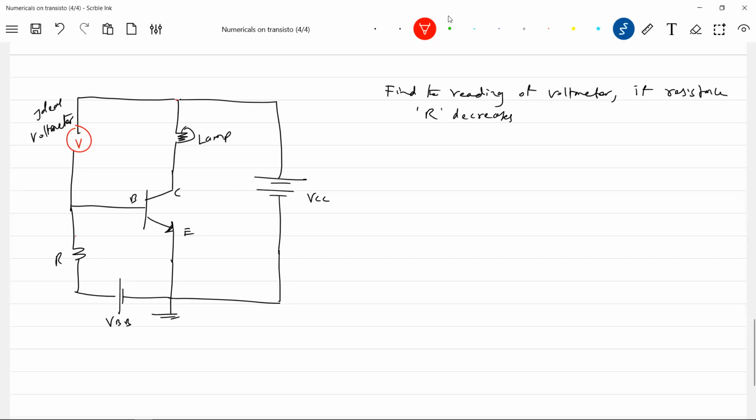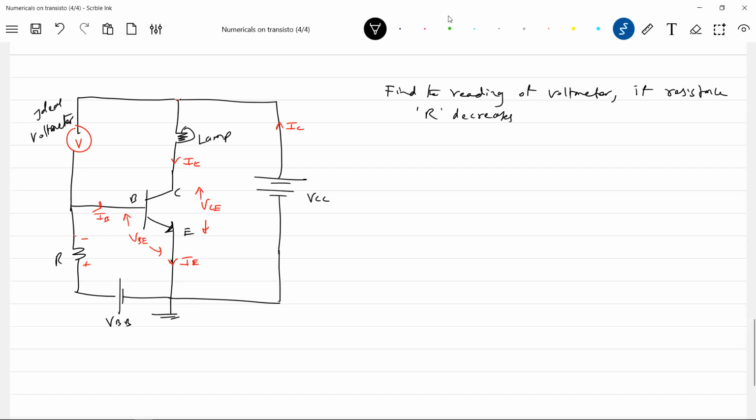So let this be IB. Current will flow like this, and this will be VB. Applying KCL, this will be IE, this IB, this IC. This is VC.